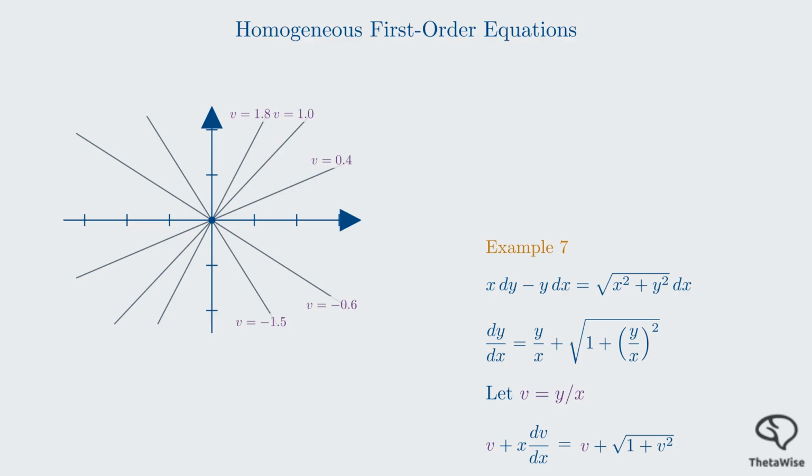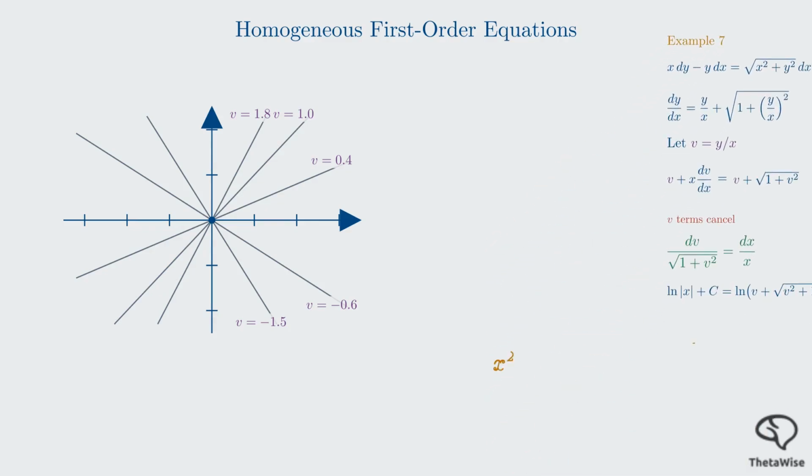Integrating gives log of x plus a constant, equal to the inverse hyperbolic sine form, log of v plus square root of v squared plus 1. Replacing v by y divided by x produces the implicit solution x squared times c equals y plus the square root of y squared plus x squared.